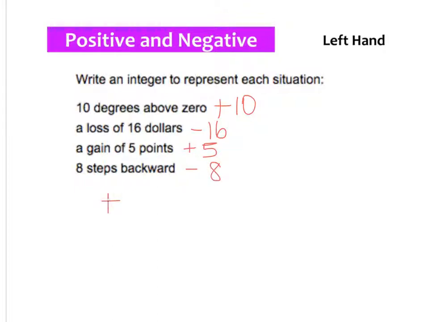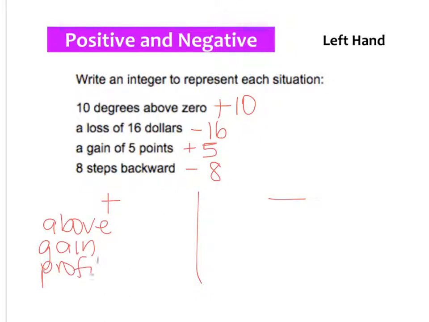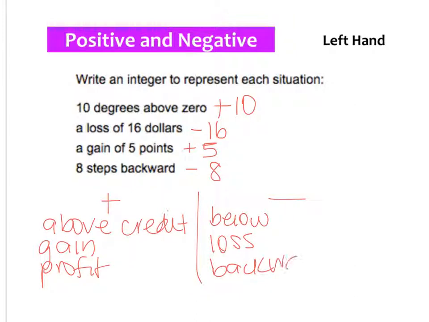So some positive and negative words: we saw that we had above 0, we had gain. Another word is profit. And credit. Credit is another positive word, because when you're credited money, it means it's money that you now have. Some negative words would be below 0, loss, taking steps backwards. What else? A debit. Let's see if there's any other positive or negative words that you can figure out. If you do, put those words on the flip chart paper that are on the dry erase board so that we can have a reference of some positive and negative words.